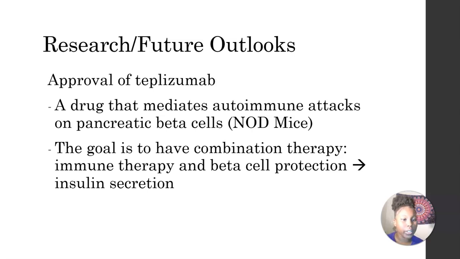And if we're able to figure out different ways to prevent our cells from attacking our beta cells, then we have a really good chance at maybe finding a treatment for type 1 diabetes instead of just having therapy like insulin. But the goal is to have immune therapy and then beta cell protection so that we're able to stop the body from attacking the beta cells, but also have the beta cells flourish so that we can secrete insulin.